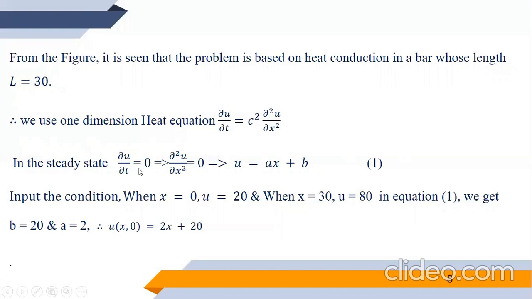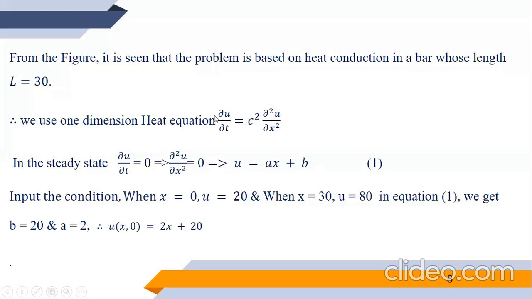Steady state, that means the derivative of the temperature with respect to time is 0. That means the temperature is constant. So therefore del U by del T is equal to 0. So we can say C square del square U by del X square is also 0. So we can say del square U by del X square is 0. That implies, integrating 2 times this function, we get U is equal to AX plus B.